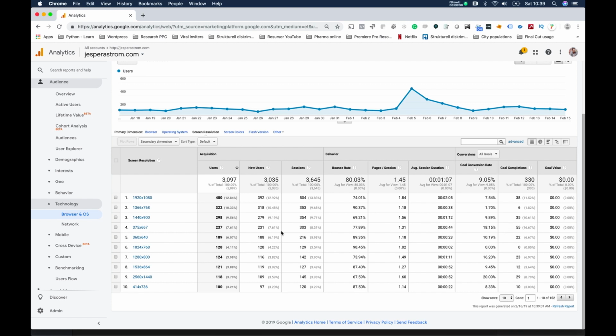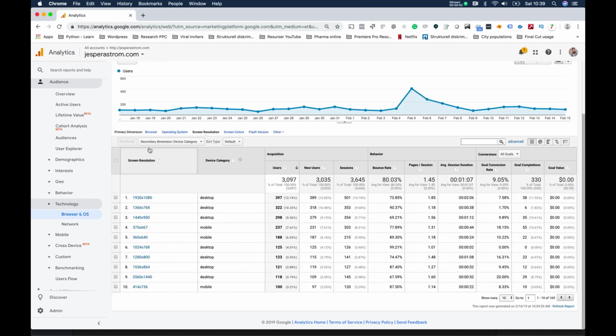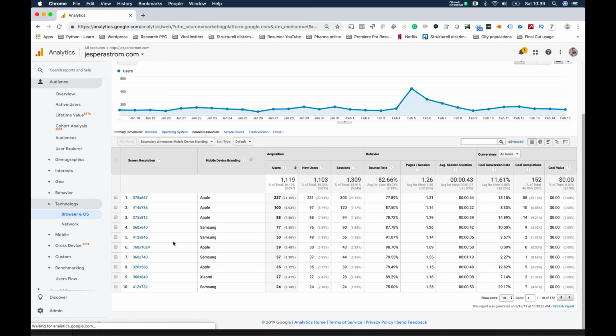And in this case, we can see here that we have a 375 times 667, which in my head screams iPhone. Device category will be mobile, and device branding, where is it? There it is. It's Apple, so yeah, it's an iPhone.